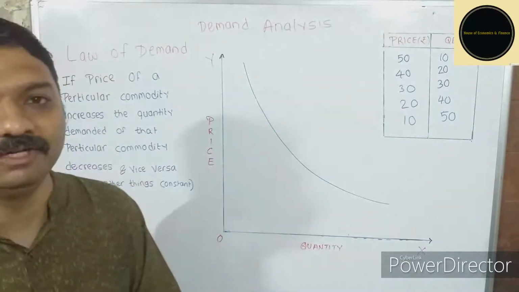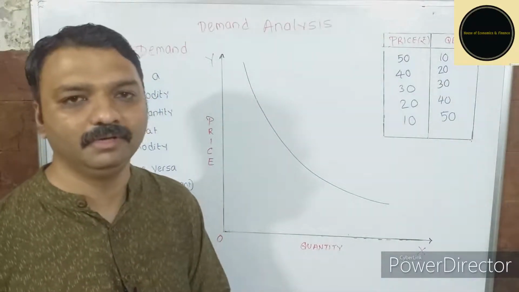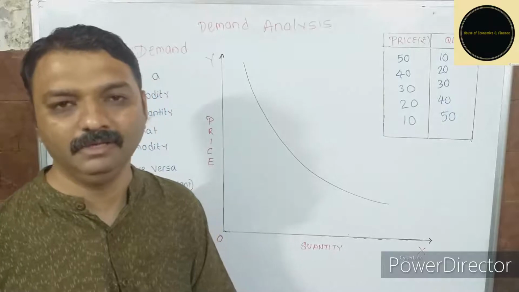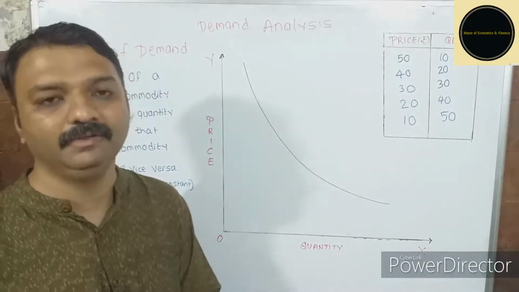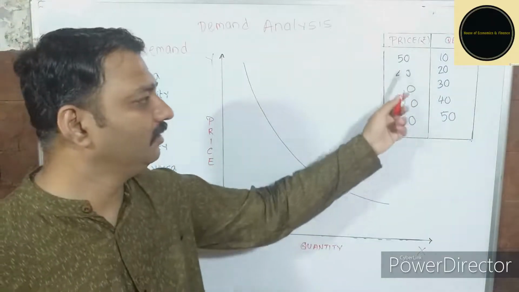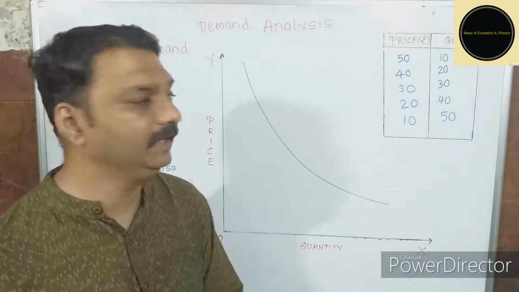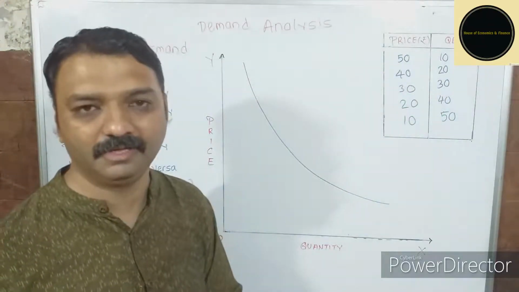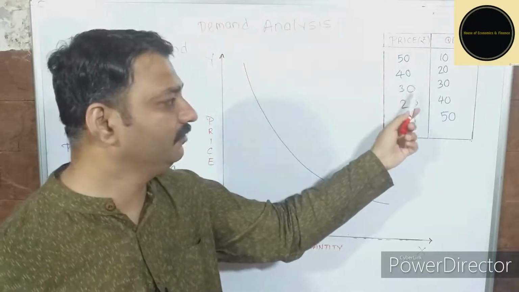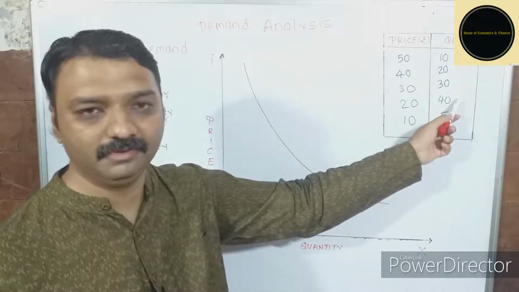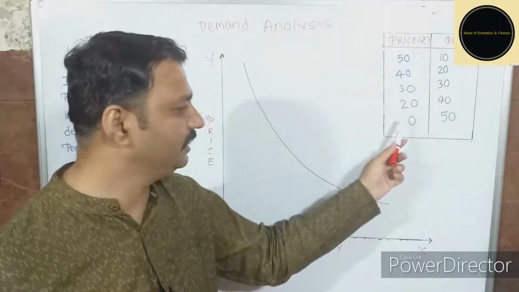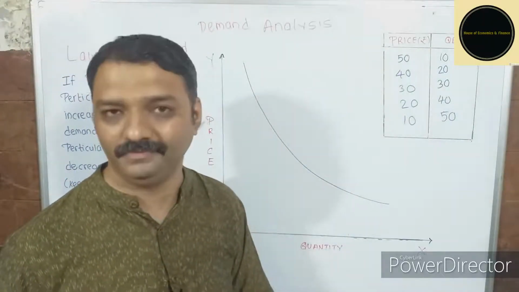You can take a look at this demand schedule. A demand schedule gives the quantity demanded of a particular commodity at various price levels. Just as a hypothetical example, let us say there is a particular commodity, and if the price of that commodity is ₹50, the quantity demanded is 10 units in the market. If the price falls to 40, the quantity increases to 20 units. If the price further falls to 30 rupees, the quantity demanded increases to 30 units. And if the price further falls to ₹10, the quantity demanded further increases to 50 units.